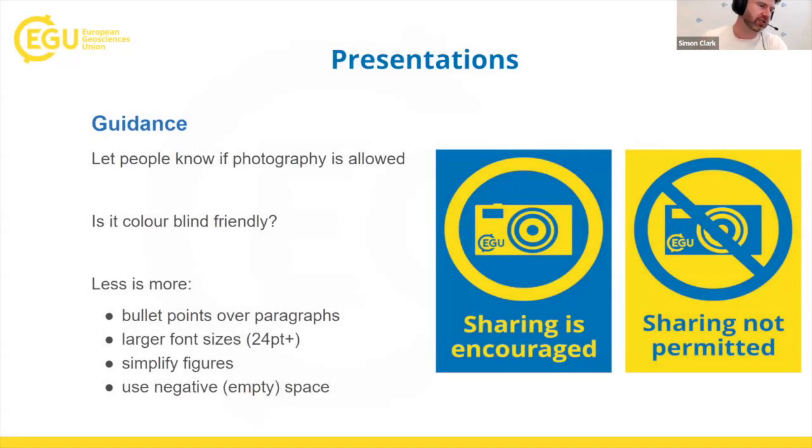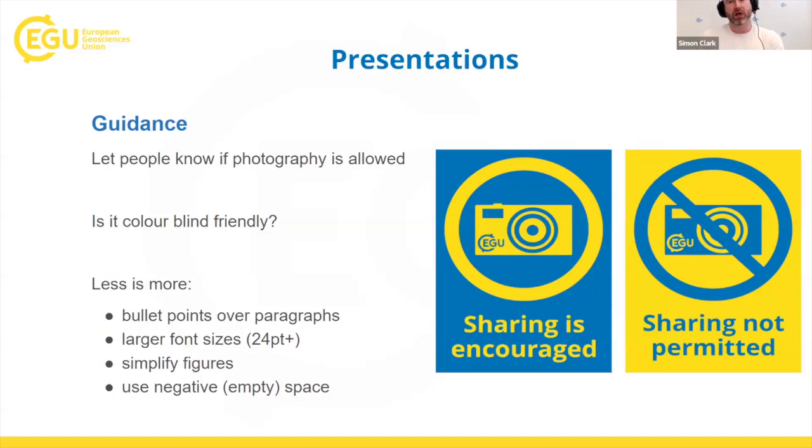General guidance for presentations. Let people know if photography is allowed. You can download these from the EGU25 website. It just lets people know that if they want to take a picture for later, maybe to read over again, or if they want to share with colleagues, if that's allowed. If not, maybe your research is still in the early days, it's still progressing, you're not ready to share yet. Please also make sure you include a sharing is not permitted. This is for posters, this is for PICOs, this is for spoken orals.